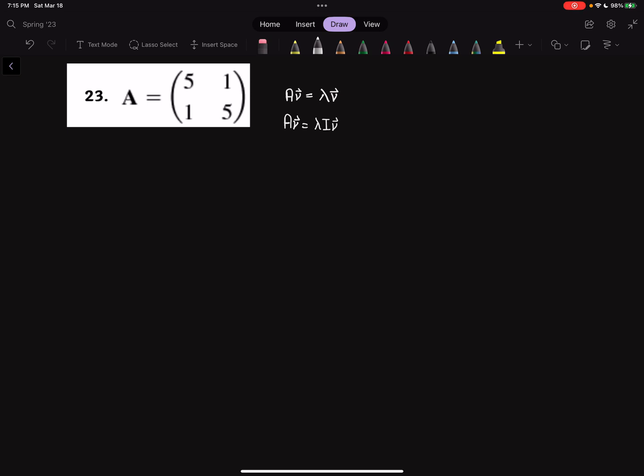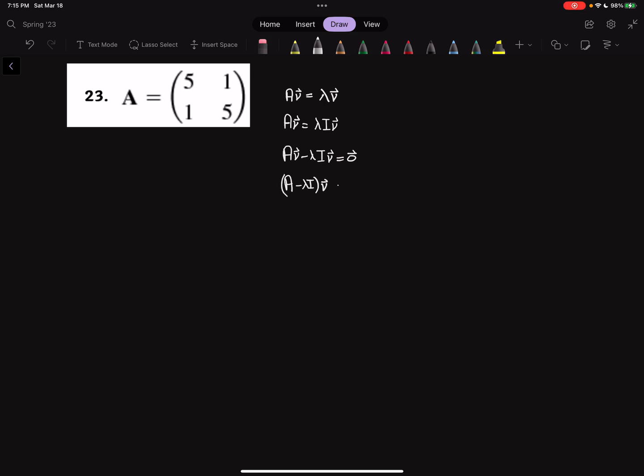And we want to make the right-hand side matrix multiplication like the left. So we add the identity matrix, which really doesn't change much because the identity matrix is the equivalent of 1 in the matrix world. Then we subtract lambda I v from both sides, and we get A v minus lambda I v equals the 0 vector. Now we can factor out a v vector, and we get the following.